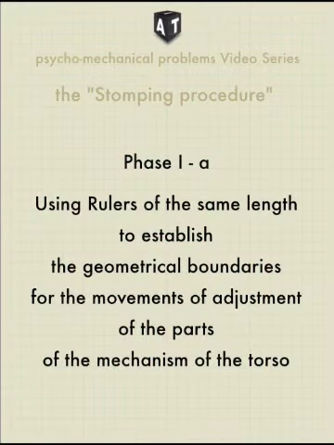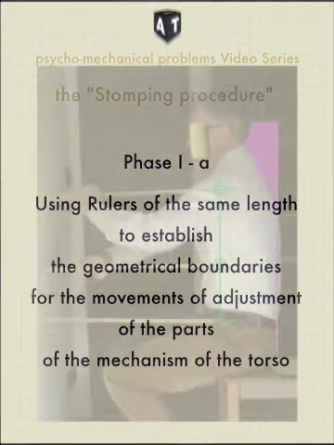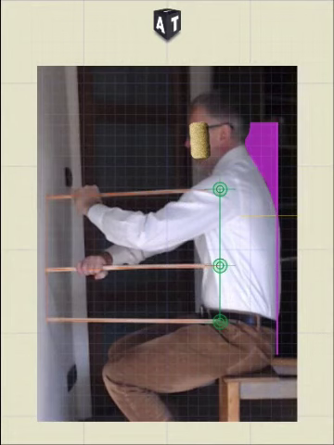The first phase of the stomping procedure that you have started to watch corresponds to the establishment of the geometrical boundaries of the movements of the different parts of the torso, which are required to assume a position of mechanical advantage of the torso in the upright position.